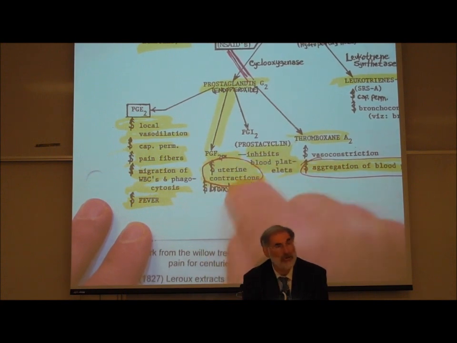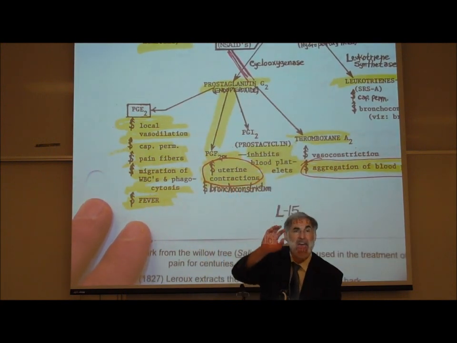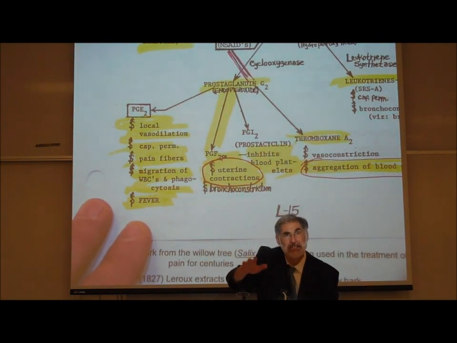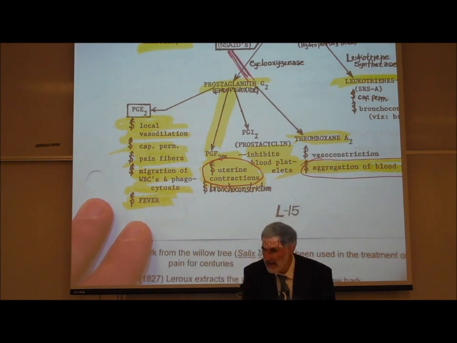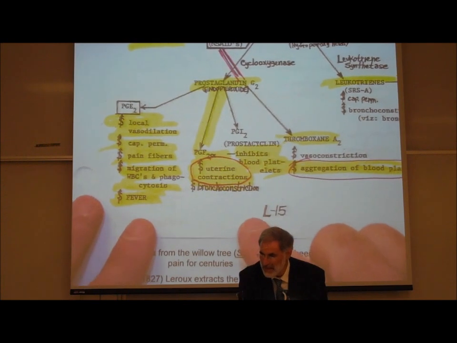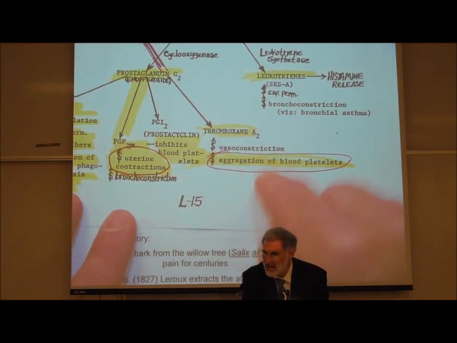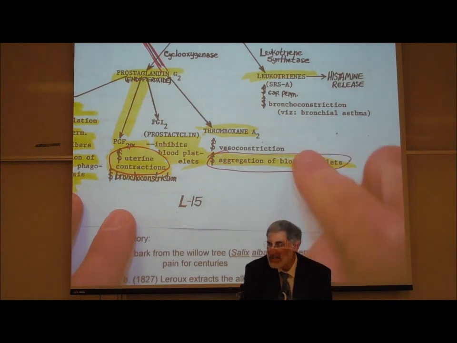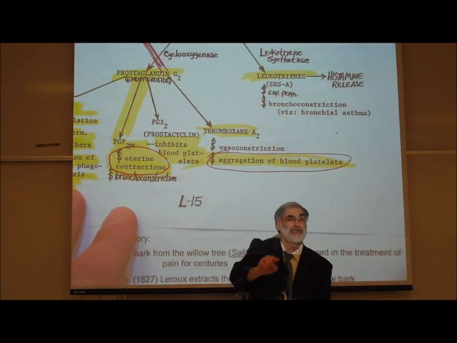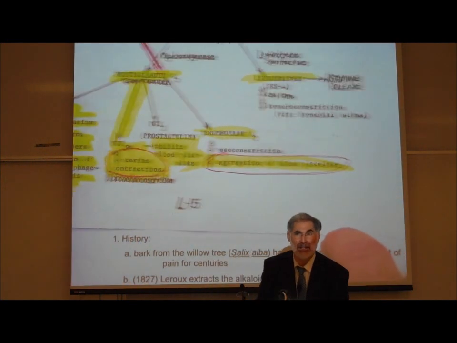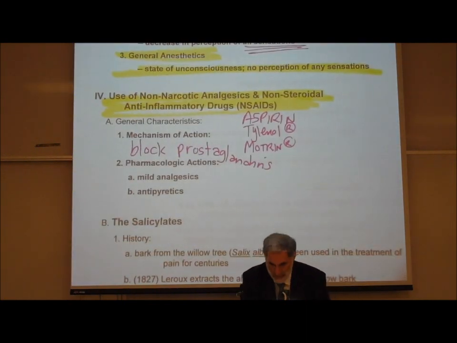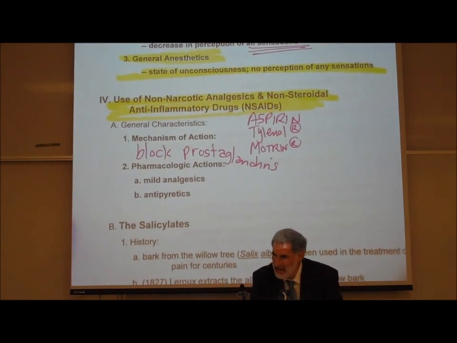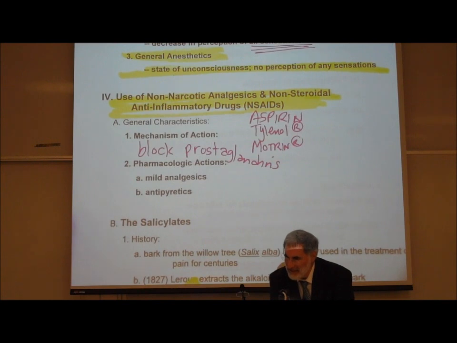Prostaglandins cause uterine contractions. So aspirin and other NSAIDs are beneficial in reducing painful uterine contractions, dysmenorrhea. Prostaglandins can cause blood platelets to aggregate, so aspirin prevents blood platelets from aggregating. It's antiplatelet, and therefore is used to prevent blood clotting. So that's basically how these work.